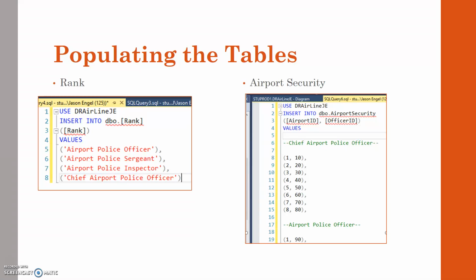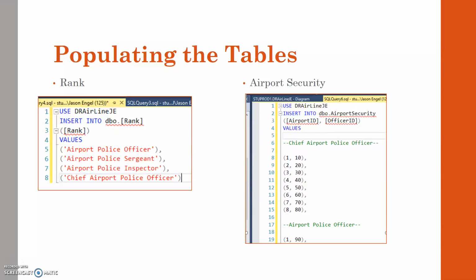Here I am populating the tables. To the left is my rank table. I insert into the dbo rank table with the rank value, and you can see that I don't have the rank IDs because I use the identity, so the numbers populate automatically. So I have the airport police officer, the sergeant, inspector, and the chief airport police officer.